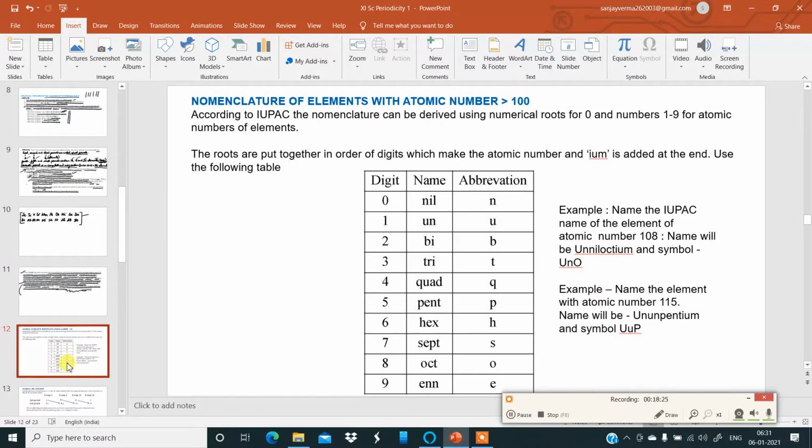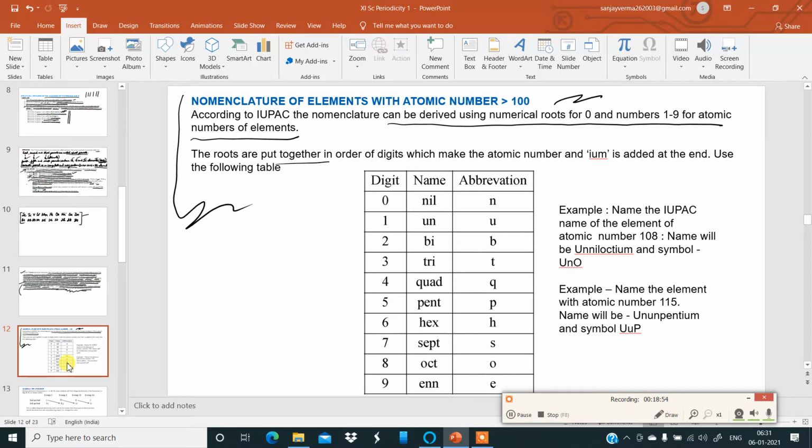Now, going to the nomenclature of elements with atomic number greater than 100, say 101, 102, 103, there is a set of rules mentioned over here. According to the International Union of Pure and Applied Chemistry, the nomenclature can be derived using numerical roots for 0 and numbers 1 to 9 for atomic numbers of elements. The roots are put together in order of digits which make the atomic number, and IUM is added at the end. Use the following table.